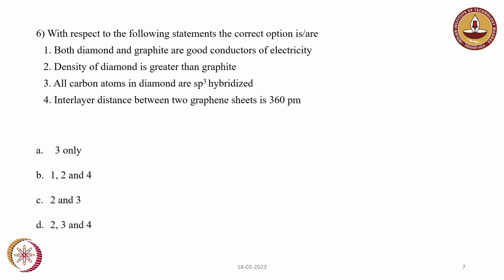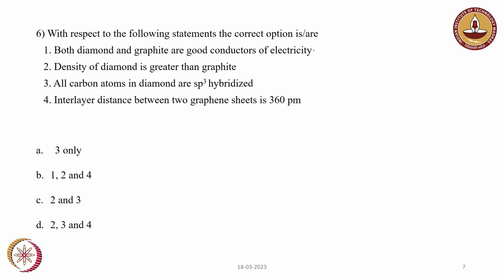The next question is, with respect to the following statements, the correct option is or are. Statement 1, both diamond and graphite are good conductors of electricity. Second one is density of diamond is greater than graphite. Third one is all carbon atoms in diamond are sp3 hybridized, and the interlayer distance between two graphene sheets is 360 picometer. So the statement 1, both diamond and graphite are good conductors of electricity.